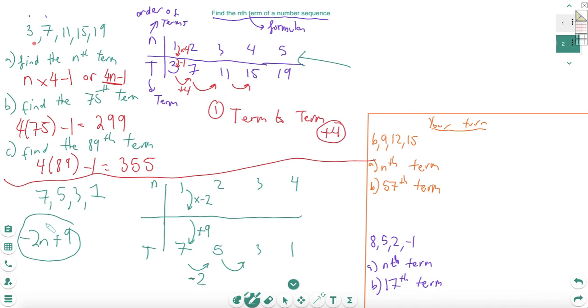Now someone says, find the fifth term. All I do is replace n with 5. Negative 2 times 5 is negative 10, plus 9 is negative 1. And the fifth term is negative 1. So, guys, you can do a bit of practice in your own time, alright? Let's move on to the next concept.